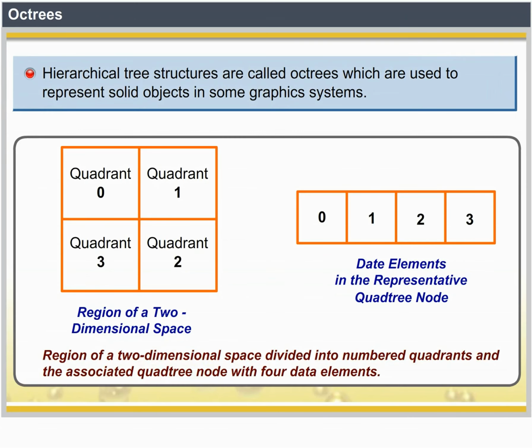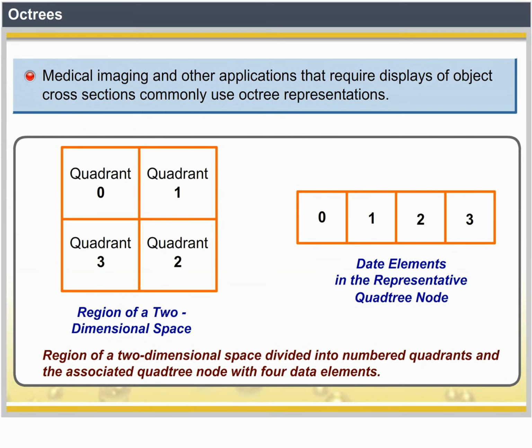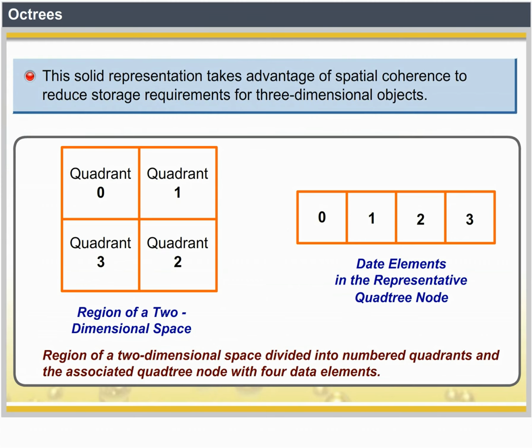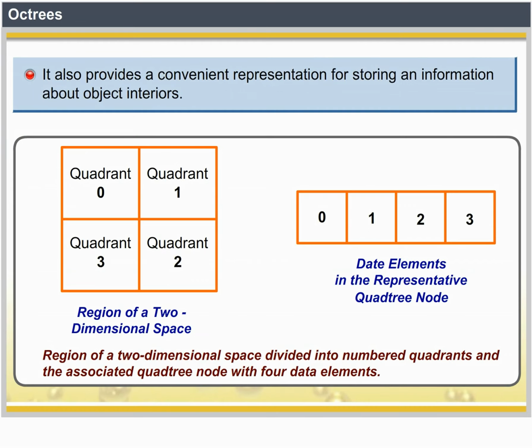Octrees. Hierarchical tree structures called octrees are used to represent solid objects in some graphic systems. Medical imaging and other applications that require displays of object cross-sections commonly use octree representations. The tree structure is organized so that each node corresponds to a region of three-dimensional space. This representation for solids takes advantage of spatial coherence to reduce storage requirements for three-dimensional objects. It also provides a convenient representation for storing information about object interiors.